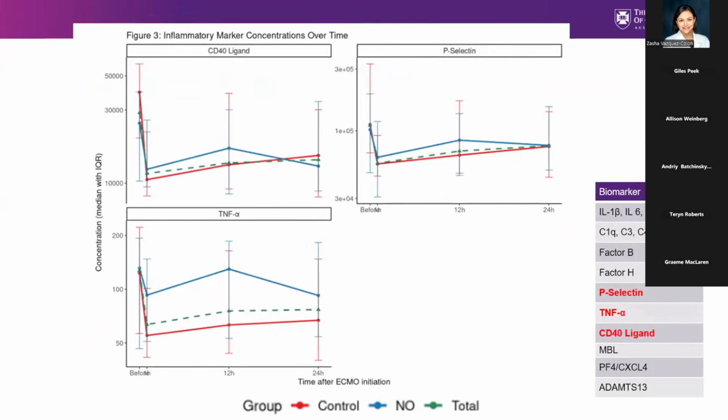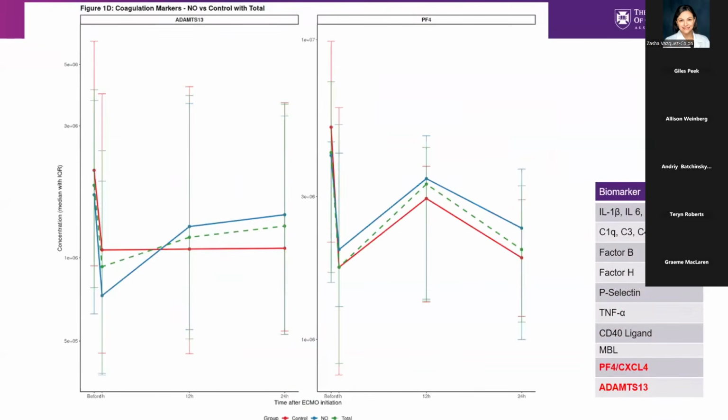CD40 ligand, P-selectin, TNF-alpha, they all had this drop and then not much thereafter. When you look at the ADAMTS13 and the platelet factor 4, it gets a little bit more interesting, in that it zigzags up and down a little bit. But again, when we all talk about the cytokine storm and that nitric oxide would be great for the cytokine storm, we just couldn't identify a cytokine storm happening in our patients.